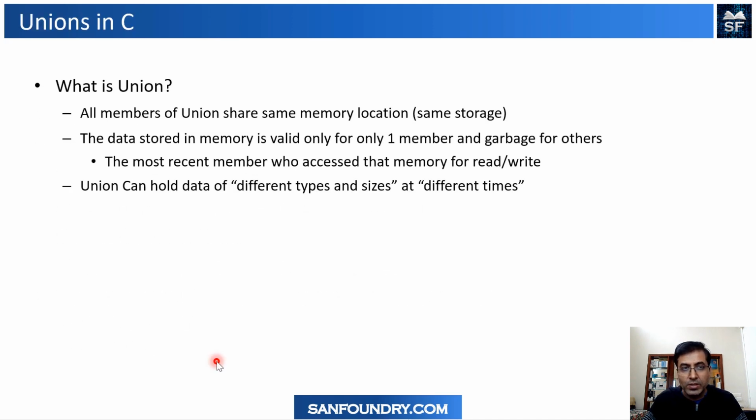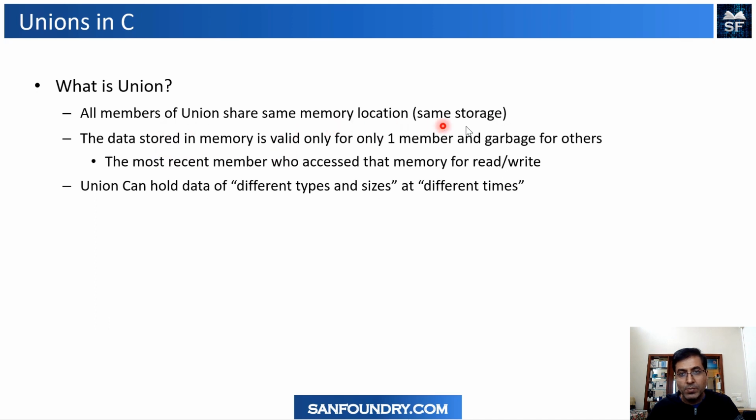When you talk about union, what is the real meaning of a union? Union is basically joining together of multiple things. So when you talk about union as a programming construct in the C programming language, we want to join memory locations which are associated with multiple programming variables. All members of the union share the same memory location, the same storage in memory. That is the first important thing to remember.